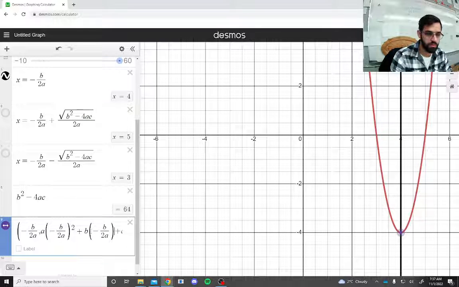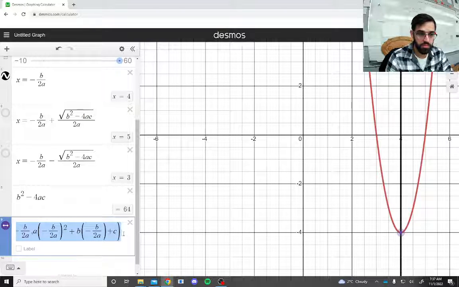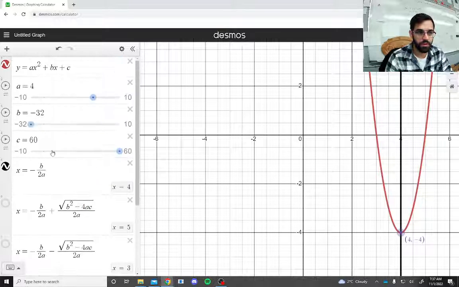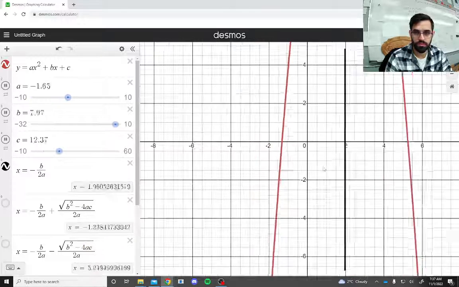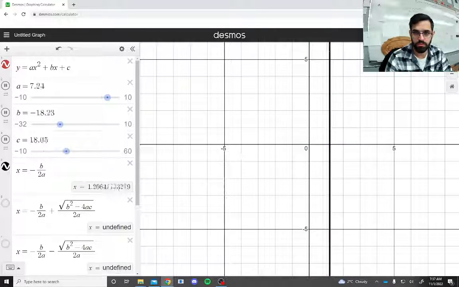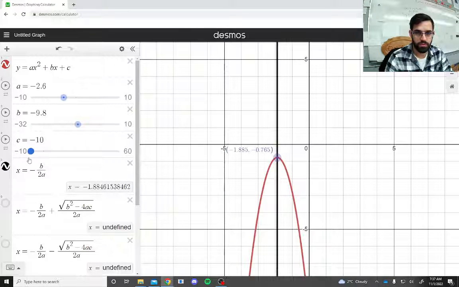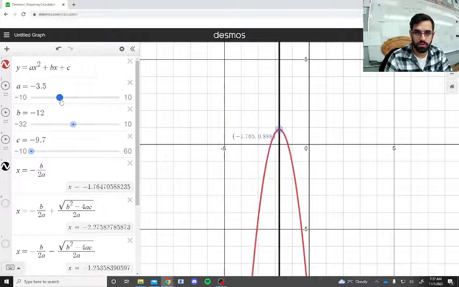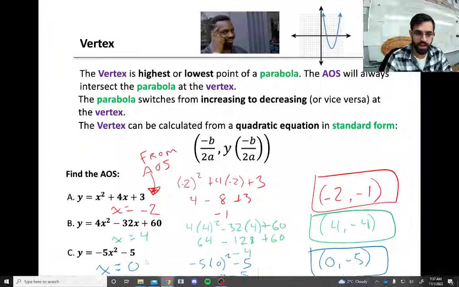So now we have negative b over 2a. We have a times negative b over 2a squared plus b times negative b over 2a plus c. We're going to label that in our graph. There it is right there. No matter what a, b, and c are, whoa, that's a little crazy. Let's rein it in. So the vertex is always following. There we go. Notice the purple dot's always on the vertex. That's cool.